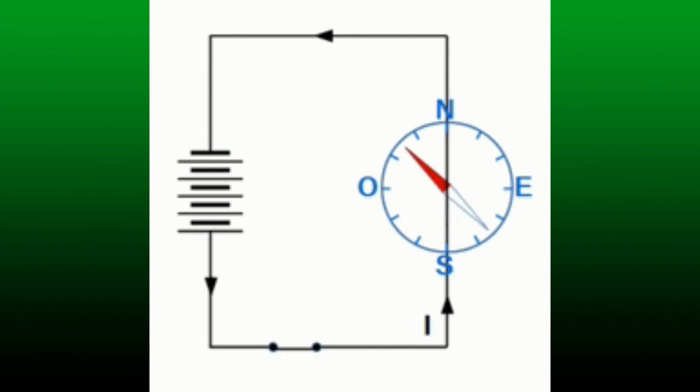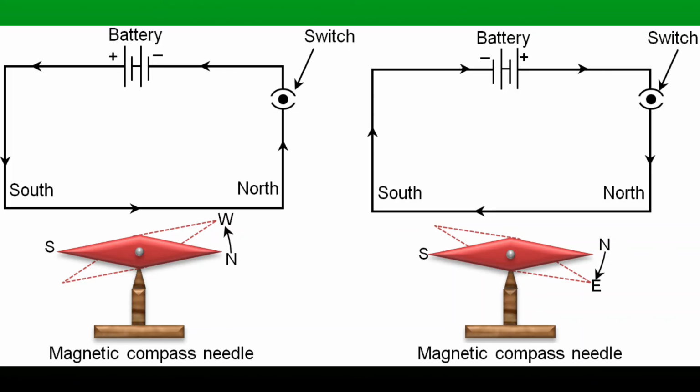On increasing the current in the wire, the strength of the magnetic field around it increases, and this is shown by the increased deflection of the magnetic needle. On reversing the direction of the current in the wire, the direction of the magnetic field reverses, so the direction of deflection of the magnetic needle of the compass is also reversed.